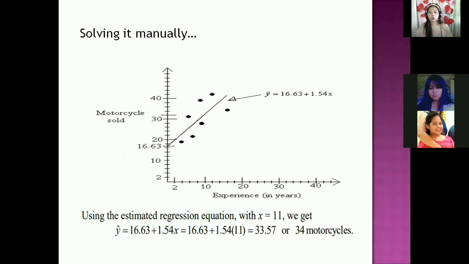When I do it manually, you will have something like this. Did you get the same answer? 16.63 plus 1.54x. Okay, can I have a virtual thumbs up? Now, if you substitute x with 11, how many will you have? Can you write it in the chat box? How many motorcycles if you have 11 years? Yes, that's correct. 34 motorcycles. Very good, Joanne. Very good, Janbert and Justin.